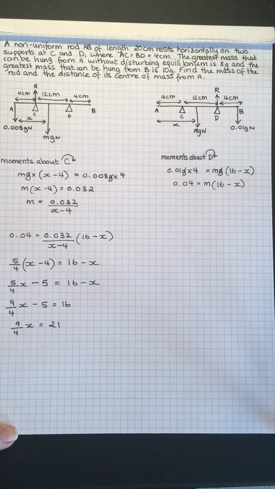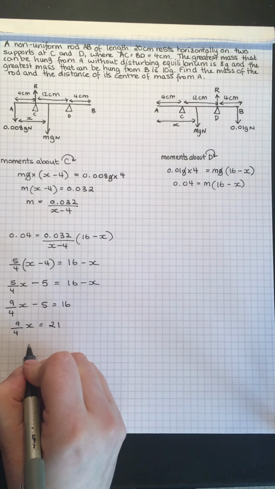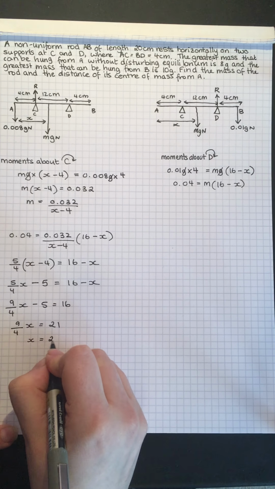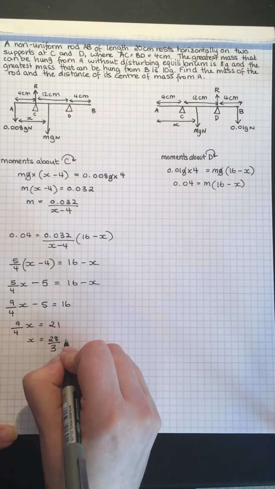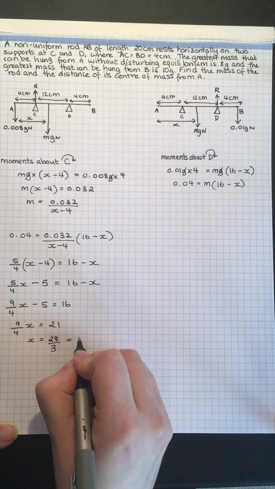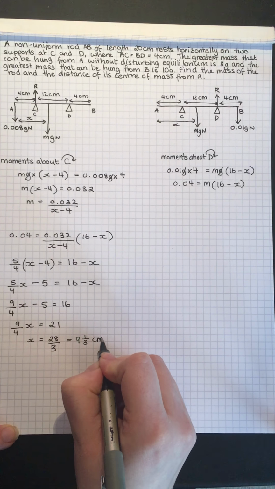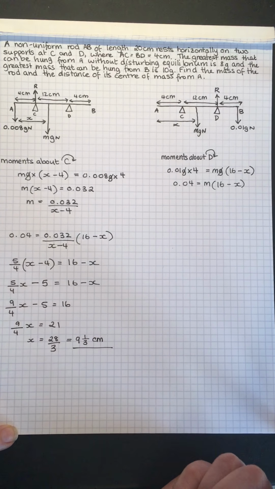Then 21 times 4 divided by 9 gives me x equals 28 over 3, which is 9 1/3. And that was the distance, and we kept everything in centimetres, so it's 9 1/3 centimetres.